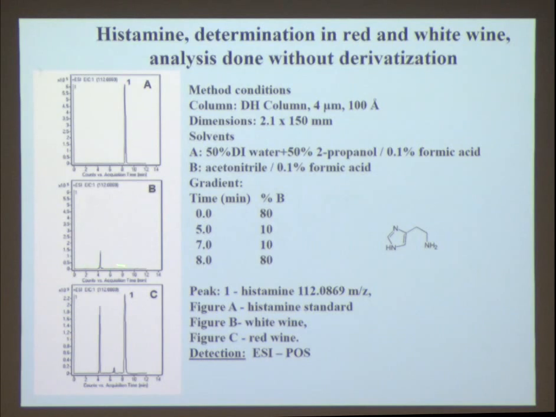This is white wine. And you can't see any histamine in white wine. It's not very common in most white wines. But in a lot of red wines, it is a very common constituent. And here you can see it very easily in this particular red wine. And by a lot of analyses, we determined that many California red wines are fairly high in histamine. But on the other hand, if you're allergic to histamine, the good news is you can drink Italian red wines because they're low in histamine. So if you have any histamine problems, go out there and buy those Italian wines.